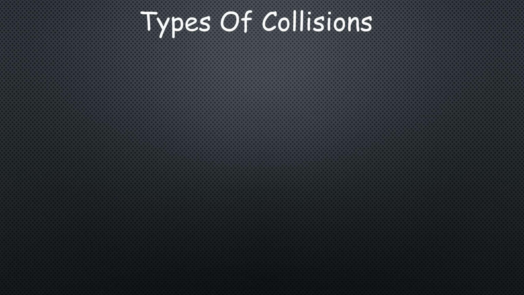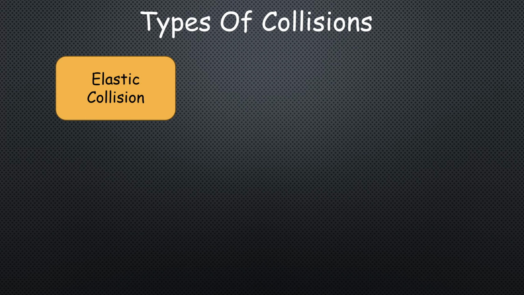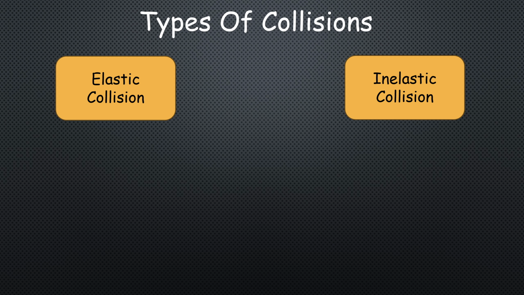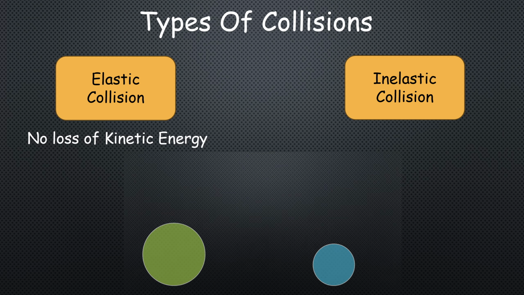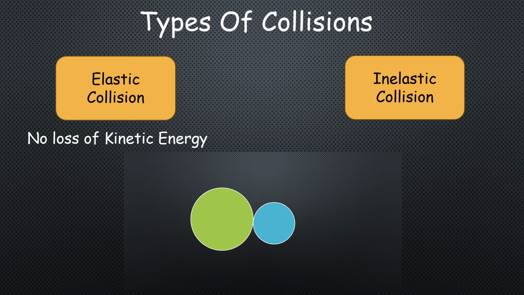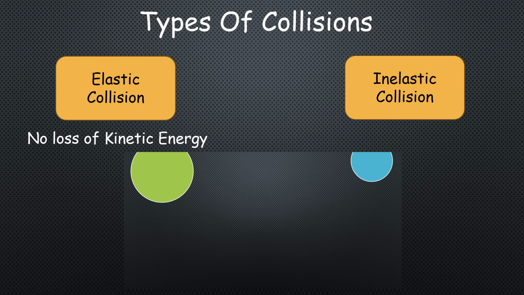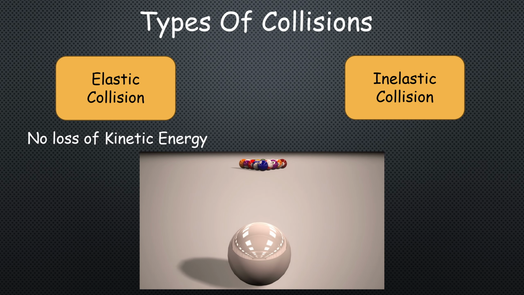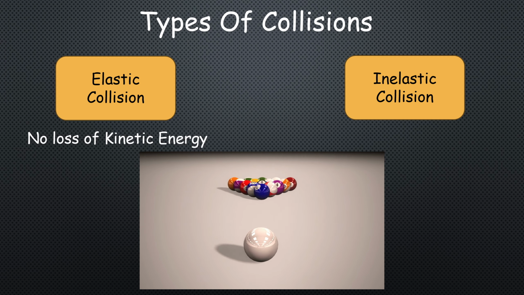Now let's talk about the types of collisions that we can expect. There are two extreme cases here, elastic and inelastic. A perfectly elastic collision means that no kinetic energy is lost. The objects simply transfer some energy between them and then bounce away in different directions. This idea is kind of represented by the pool table.